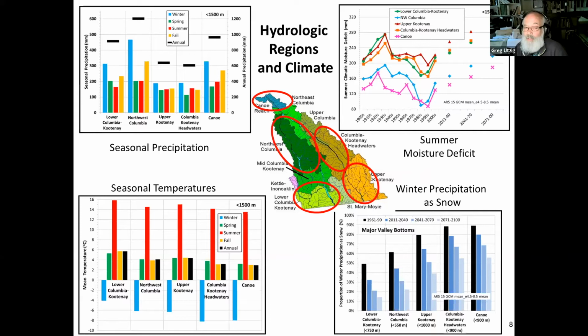But you can see it also varies across the region, that there's quite a bit more snow in the Columbia Kootenai headwaters in terms of the percentage of winter precipitation because of those cold winter temperatures, versus the lower Columbia Kootenai, the area in the southern West Kootenays, where already we're only looking at 50% of our winter precipitation coming in as snow.